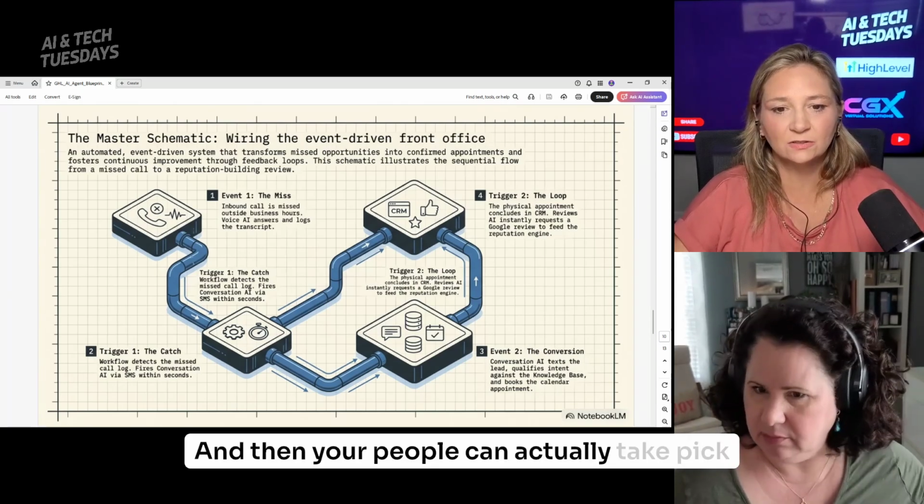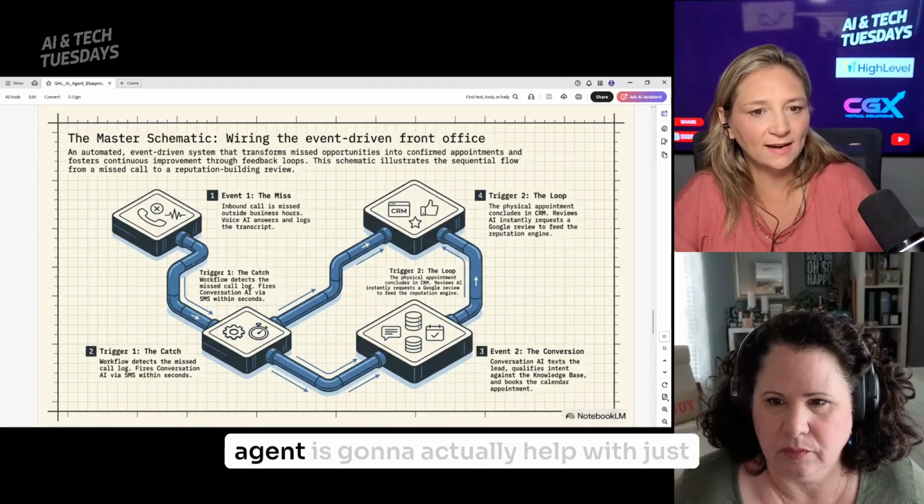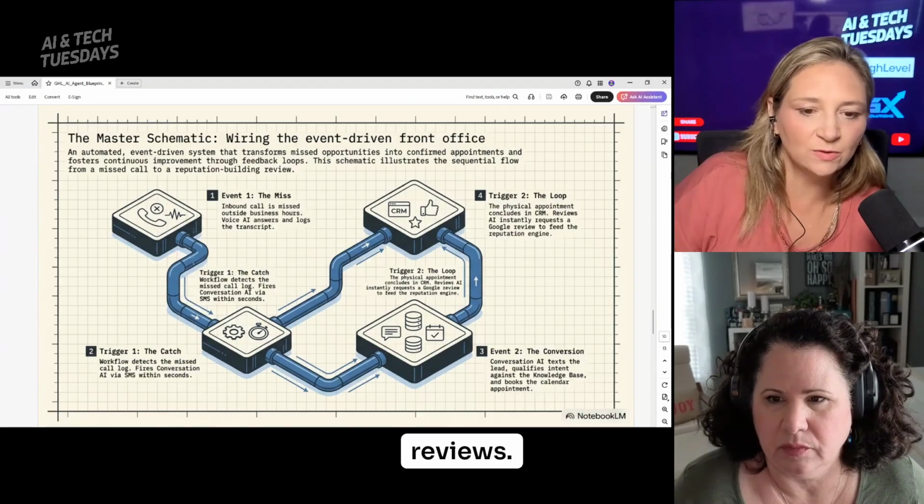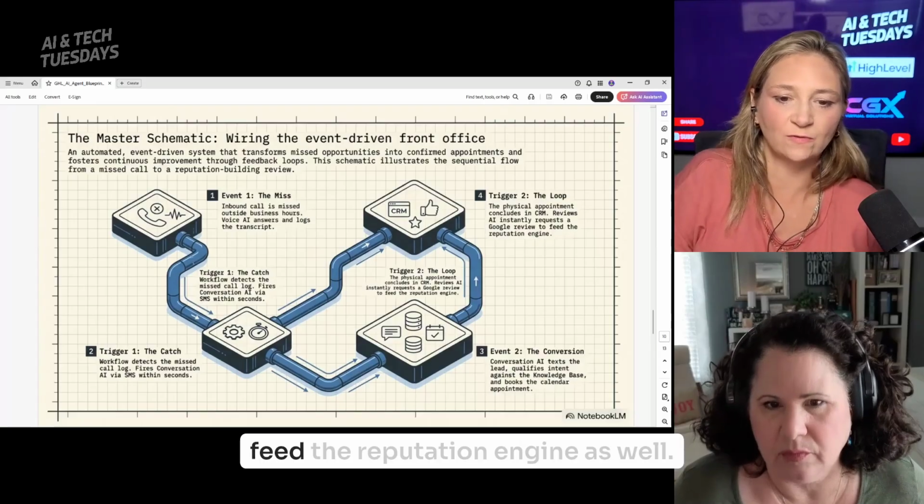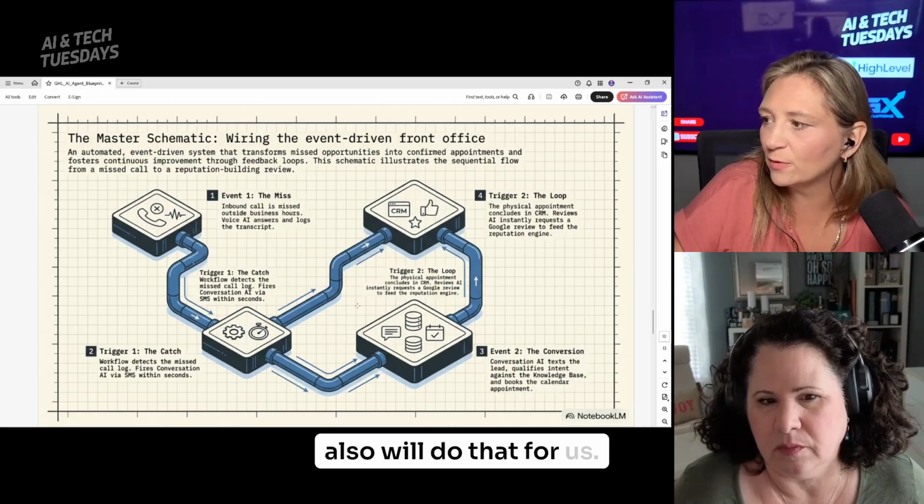People can also pick it up. It says your AI agent is also going to help with reviews. AI can instantly request a Google review to feed the reputation engine as well. I think that's important, that it also will do that for us.